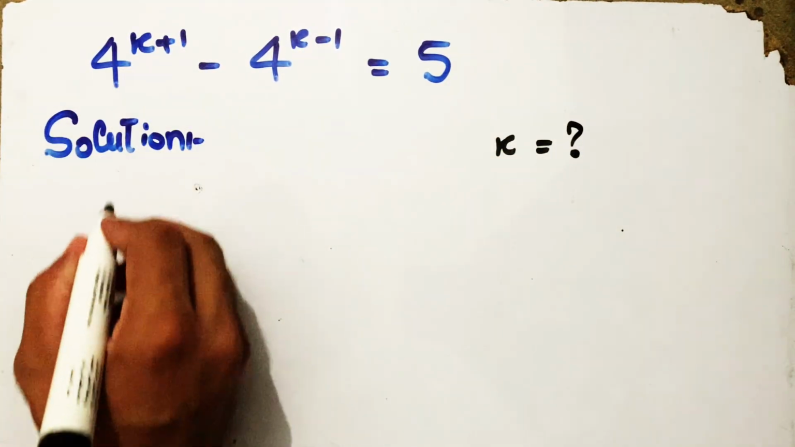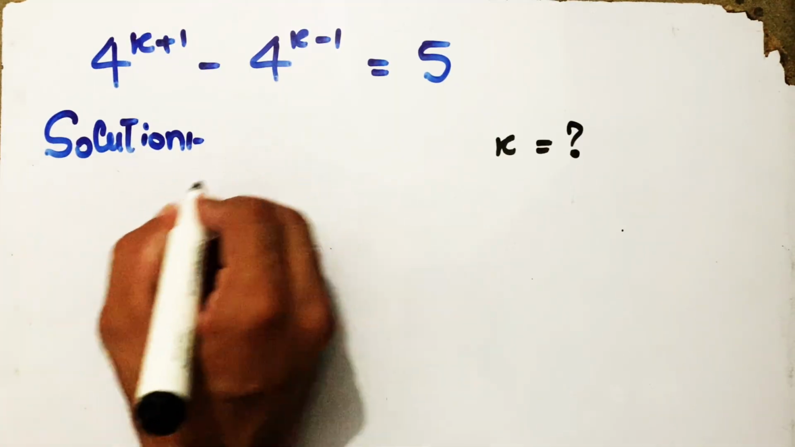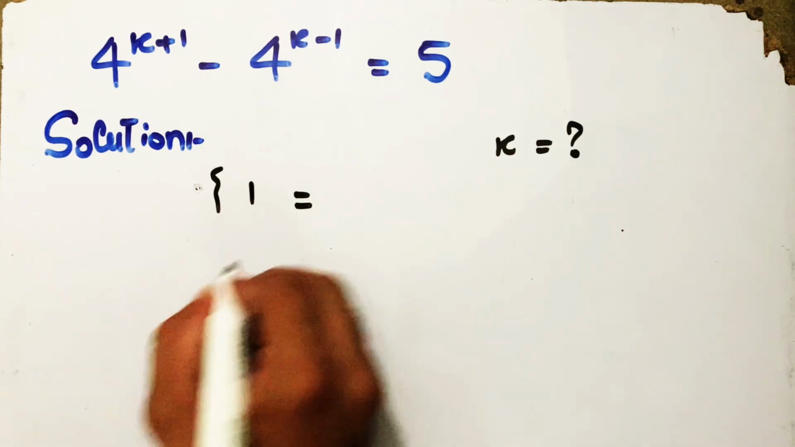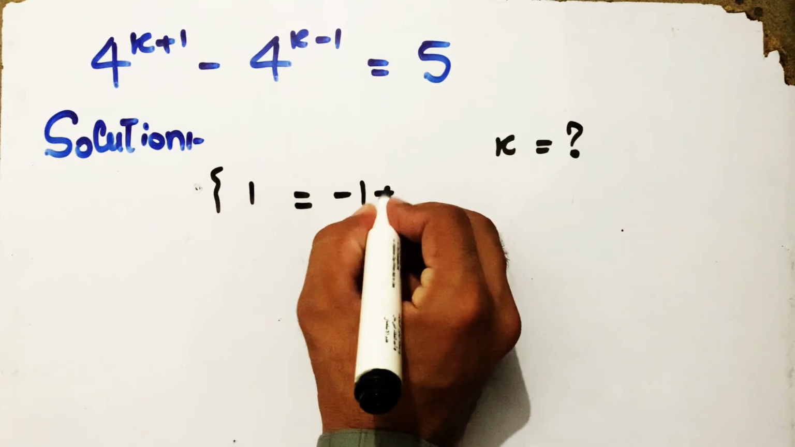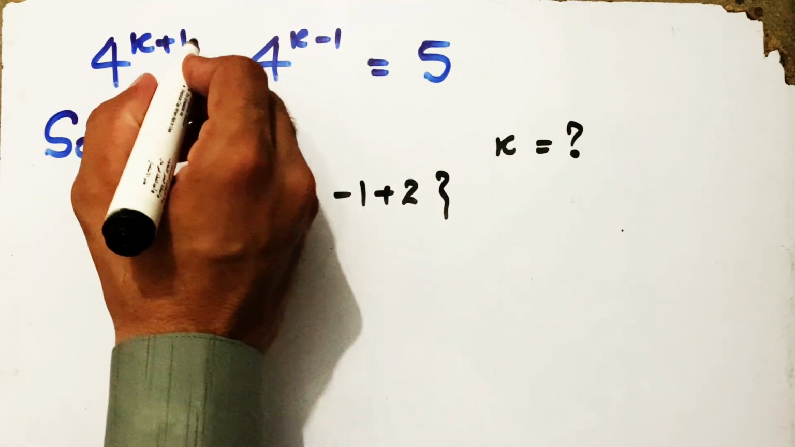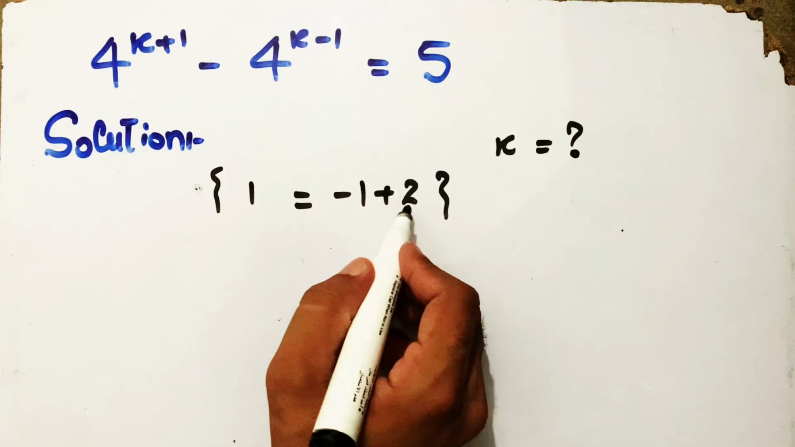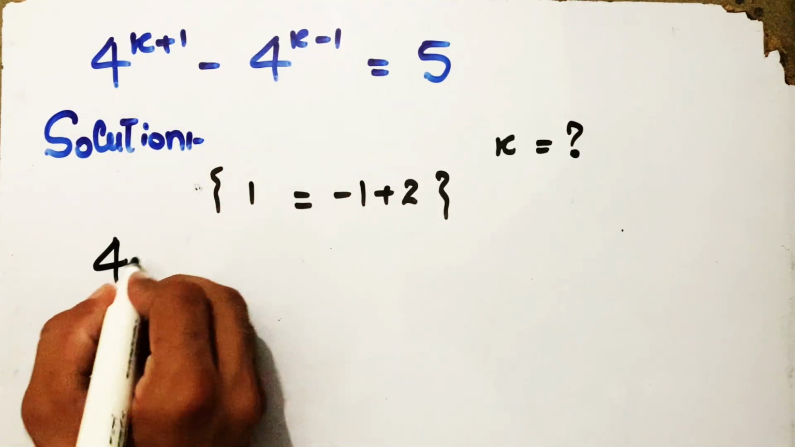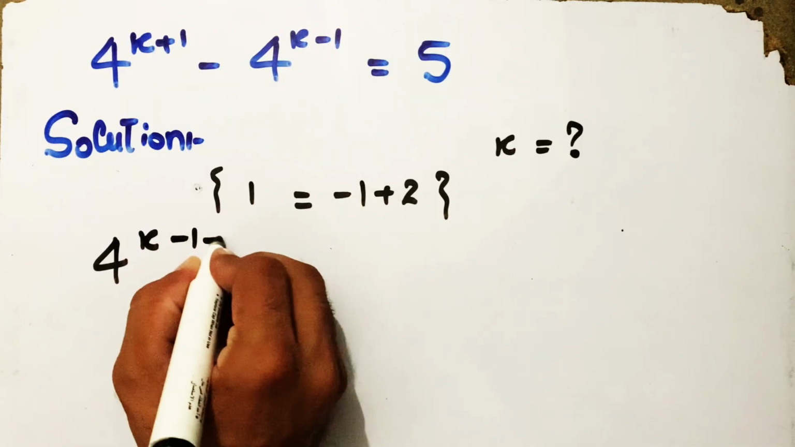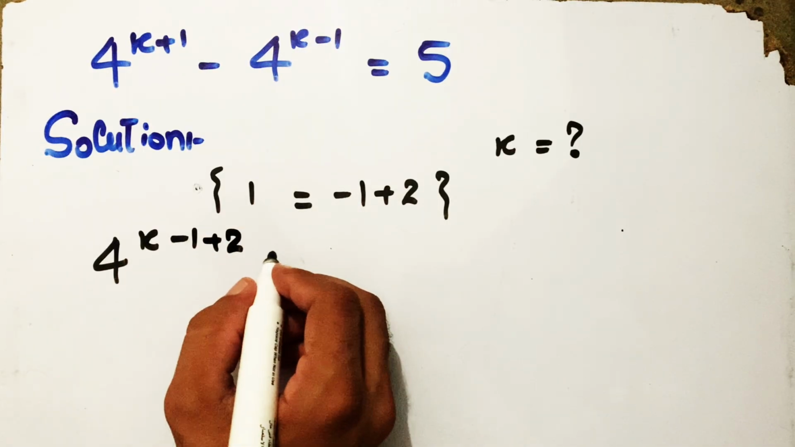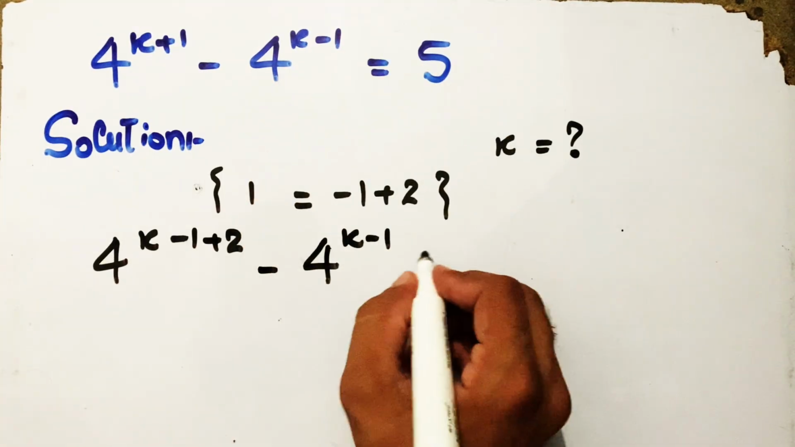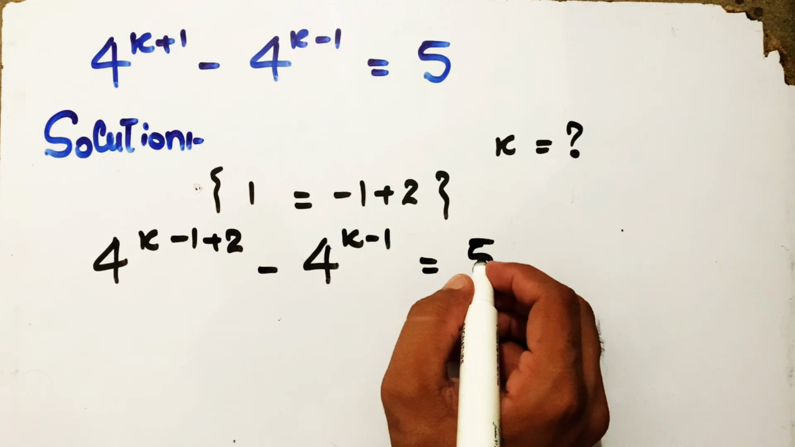If I write 1 equals 2 minus 1, that is, 1 equals minus 1 plus 2, I replace this term with minus 1 plus 2. So 4 to the power of x plus 1 becomes 4 to the power of x minus 1 plus 2, minus 4 to the power of x minus 1, equals 5.